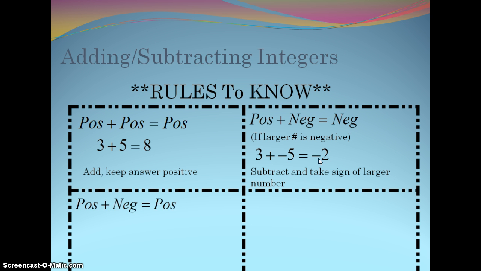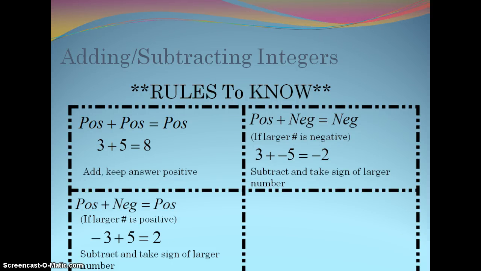A positive plus a negative will equal a positive number if the larger number is positive. So just like the last example, when you have a positive plus a negative, subtract the two numbers and then take the sign of the larger number. In this case, the larger number is not going to have a negative sign on it. For instance, negative 3 plus 5 equals 2. I'm going to start by subtracting 5 minus 3. 5 minus 3 is 2. 5 is positive, 3 is negative. Well, 5 is the bigger number, so my 2 will be positive.